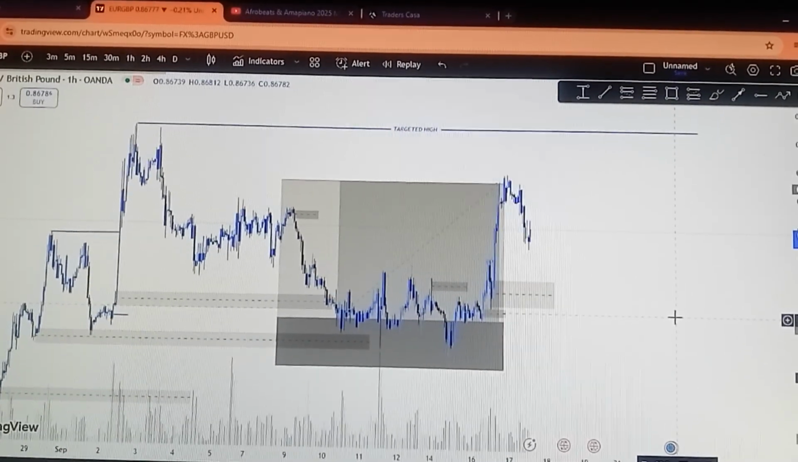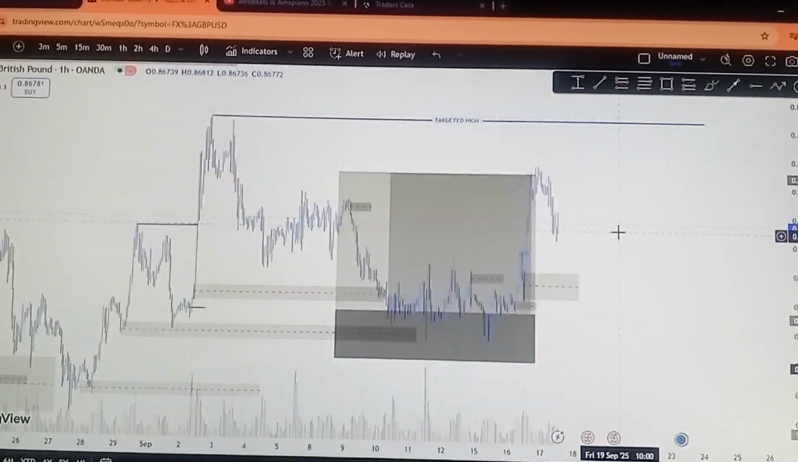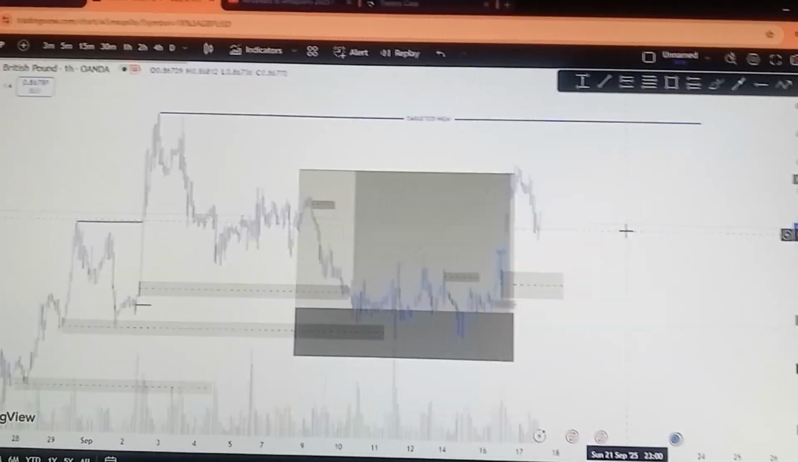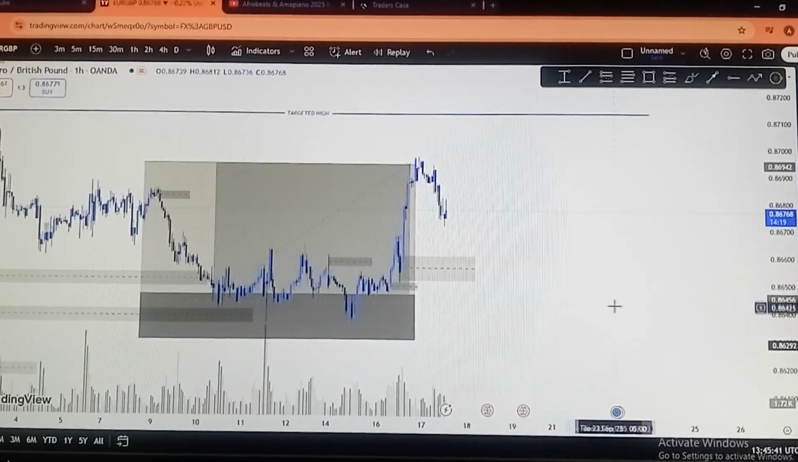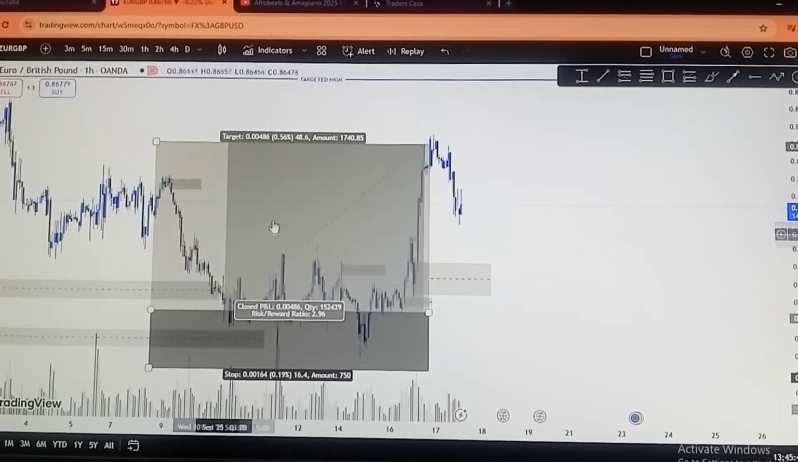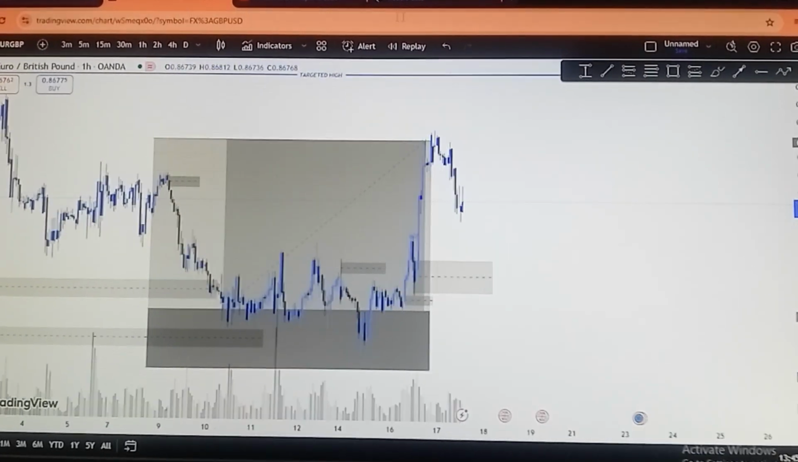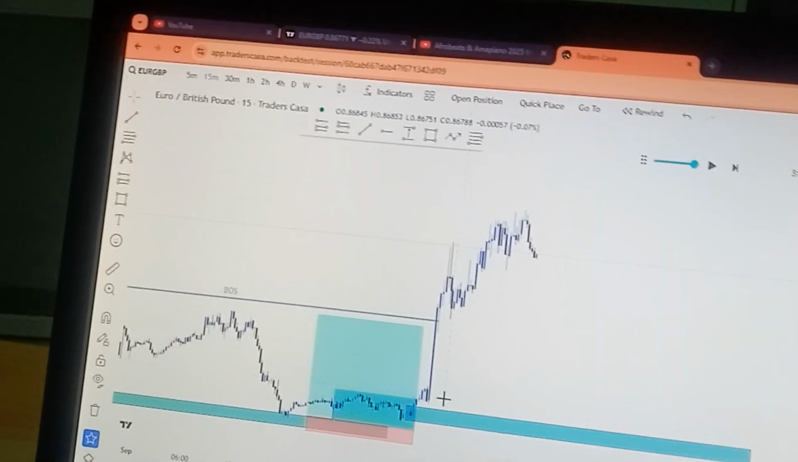In this video, I'm going to show you how I was able to take this trade on EURGBP. I'm going to be using a backtesting tool to show you how I was able to take this trade of a risk reward of 1 to 3. I use Traders Cursor for backtesting.